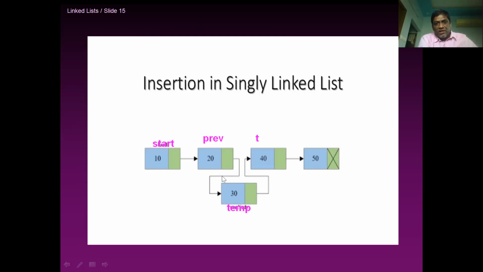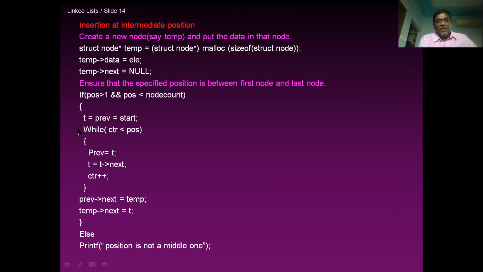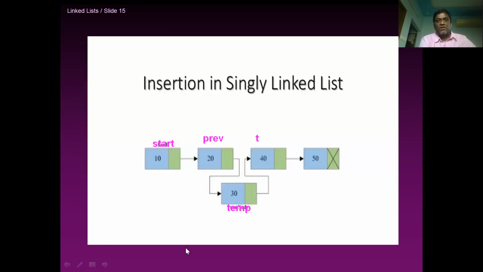Now what happened? This node is successfully inserted in between this and this, because the node 20 is now pointing to 30, and 30 is now pointing to 40. That means this is the node inserted successfully in between 20 and 40. And if this condition fails, that means the position is either equal to 1 or equal to the last element, then it is not possible to insert, because the position is not in the middle. So this is how we can insert a node in the intermediate position.